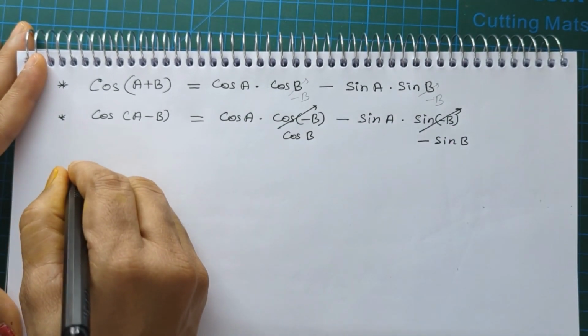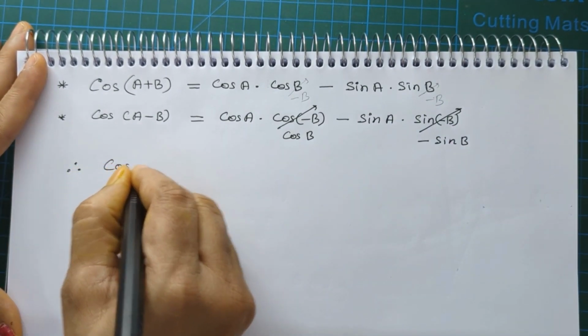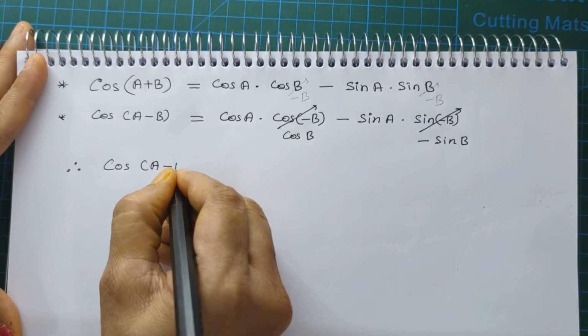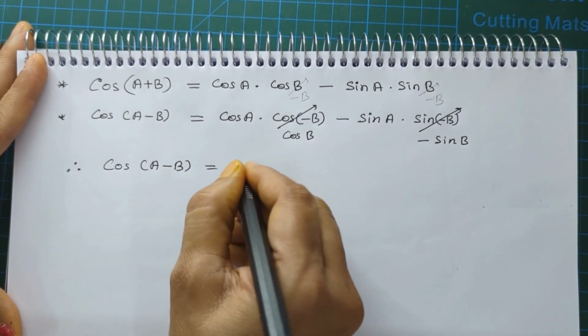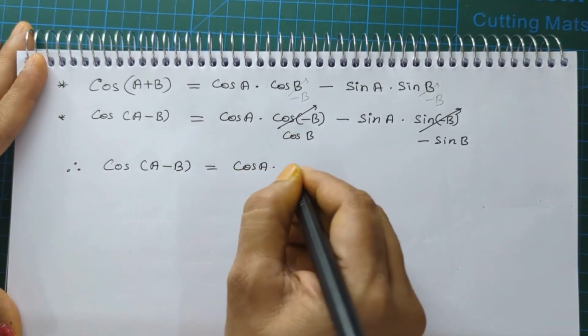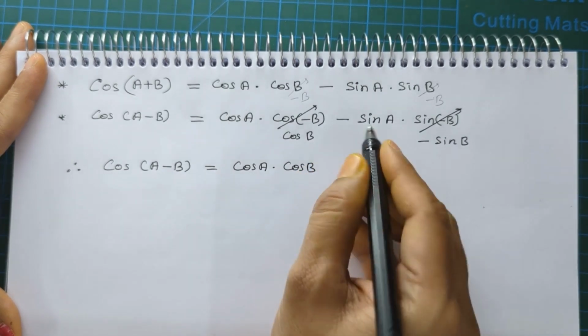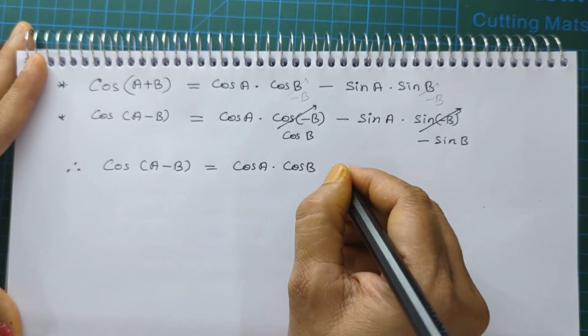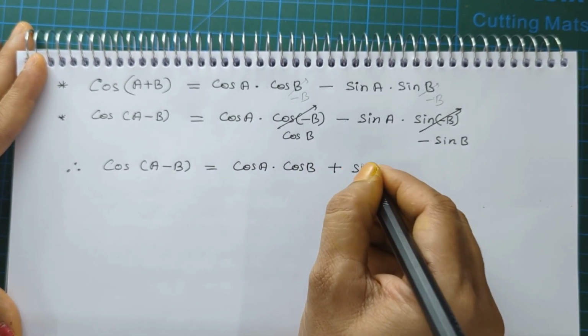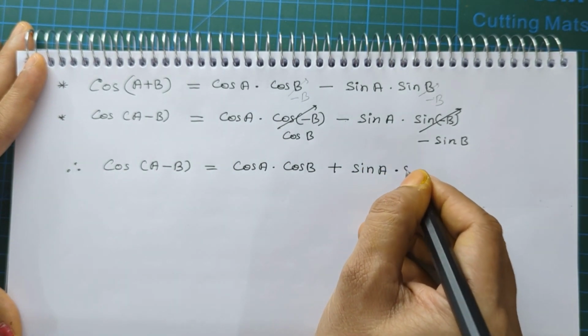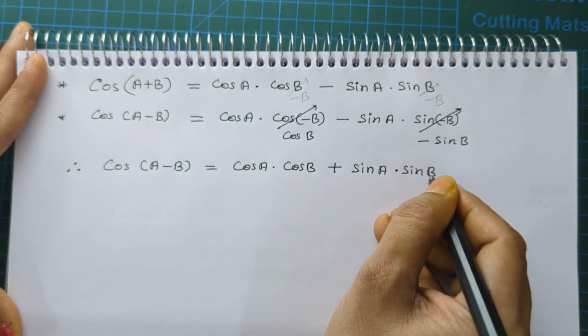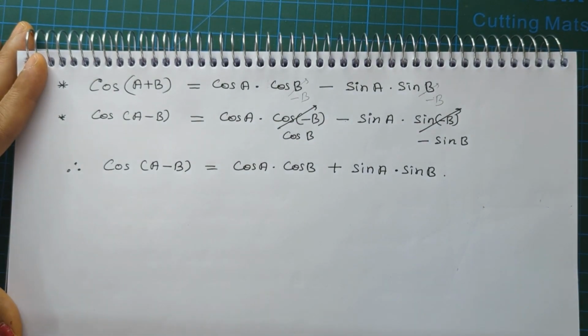So therefore, what is the second identity that we are deriving? It is cos A minus B is cos A times cos B, minus of minus, or negative of negative, is positive, sin A times sin B. So this is the second identity.